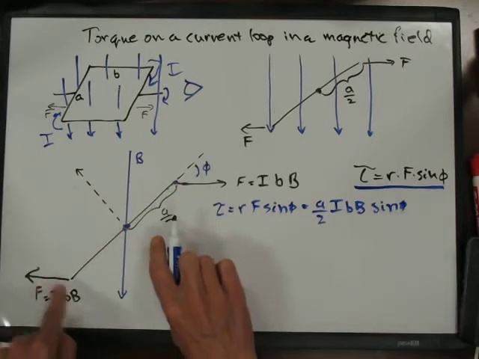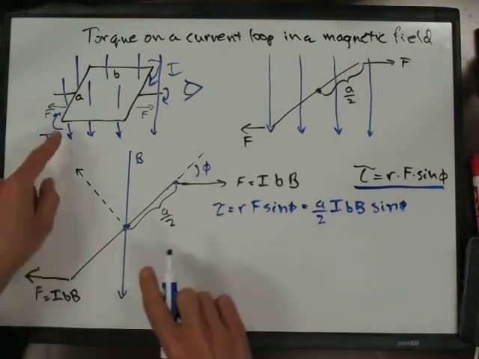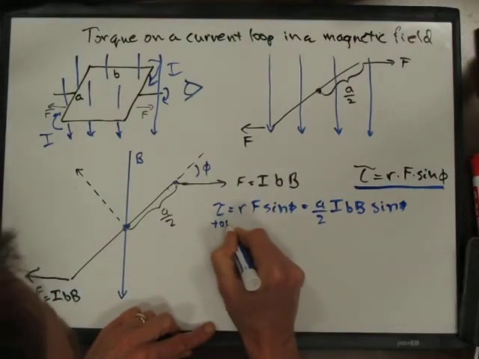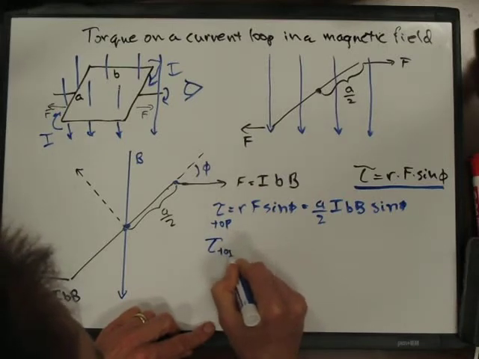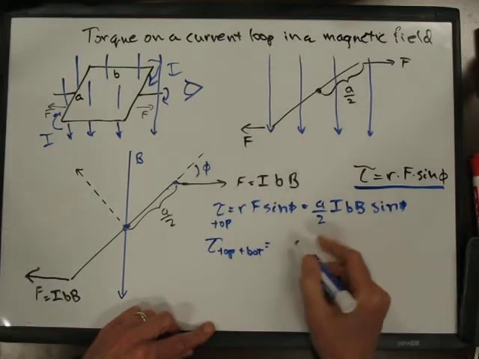Turns out this guy produces the same torque because they're both trying to rotate it in the same direction, and it's got the same force on the bottom. And so I'll call that maybe the torque due to the top. And so just the total torque, top plus bottom, is twice that.